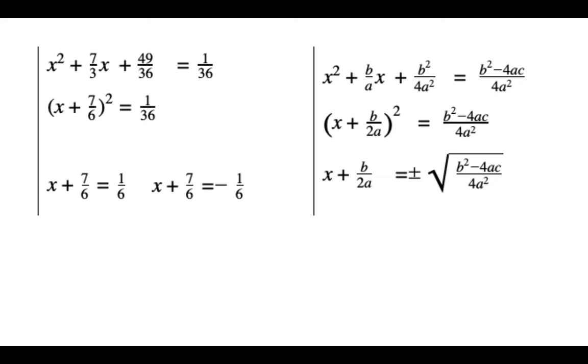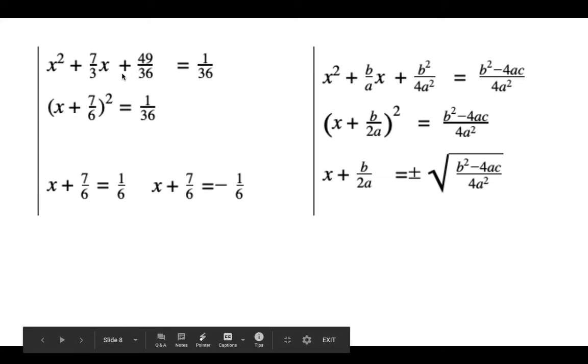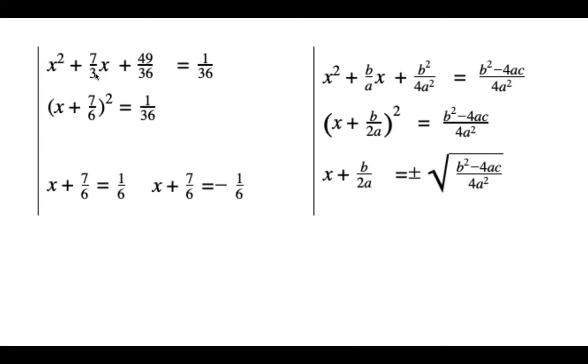All right, now, after we've done all that, the whole purpose of doing that is to rewrite this left side as a square of a binomial. And so I know that it goes parentheses, x, that sign, and then half of this, and we know that half of this is 7/6, squared equals 1/36. Then I'm going to take my square root of both sides, and I'll get x plus 7/6 equals 1/6 and equals negative 1/6.